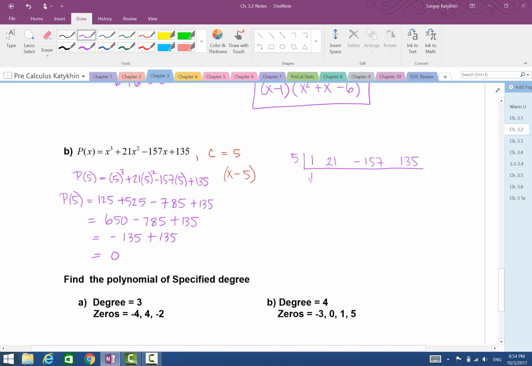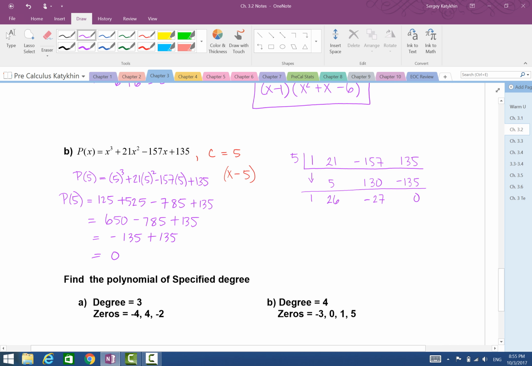So again, bring the first thing down. We do get 1. 1 times 5 is 5. 5 plus 21 will be 26. So now we go 5 times 26, which is 130. Adding those together gives me negative 27. And negative 27 times 5 is negative 135, which does give us a 0.